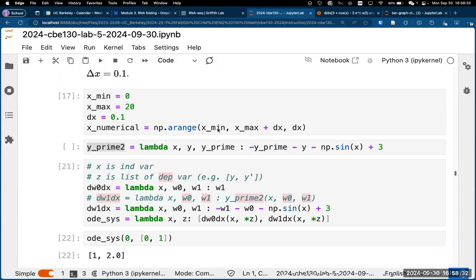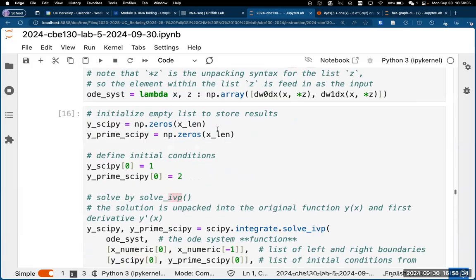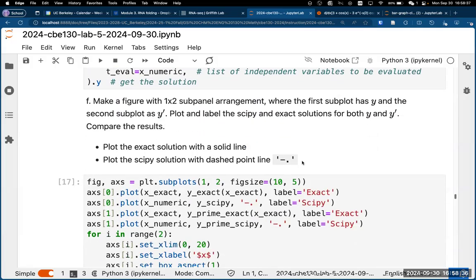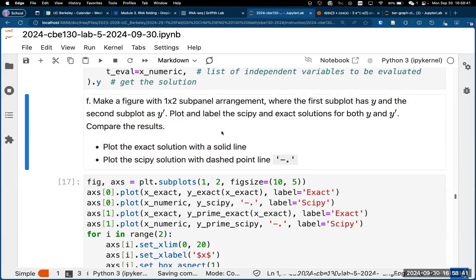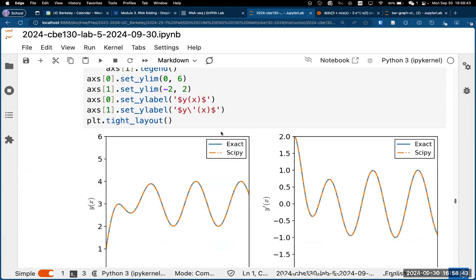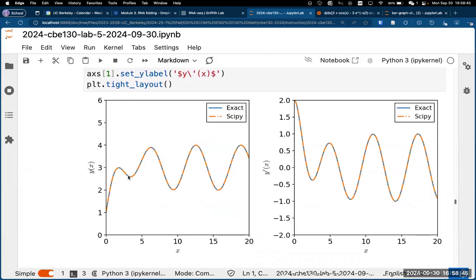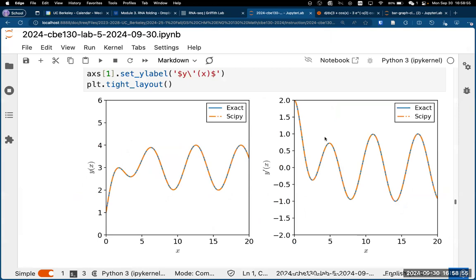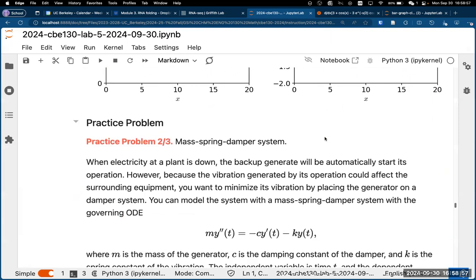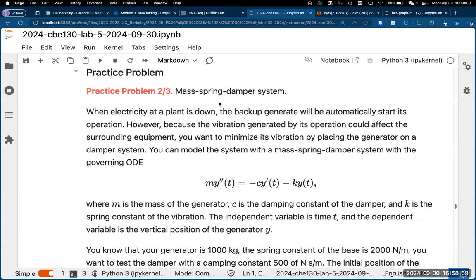And then you can do the plotting as instructed, but I think at this point, everyone should know how to plot things with subplots, so I won't show that. So basically, what we got from the plot is that if we plot the exact solution with the SciPy solution, they coincide very well because the error is small. Any questions? Let's try this out with the practice problem.